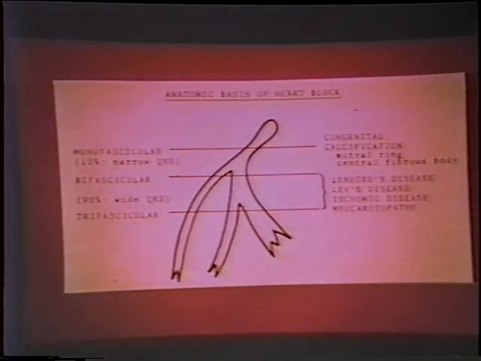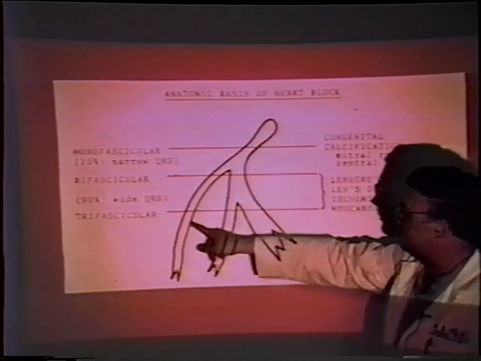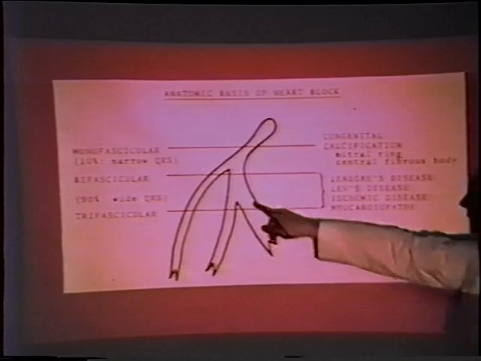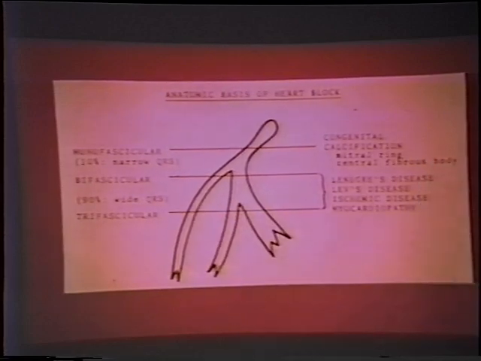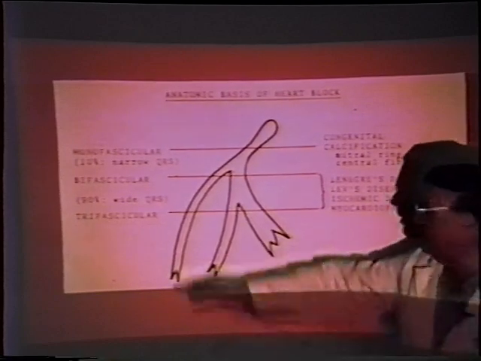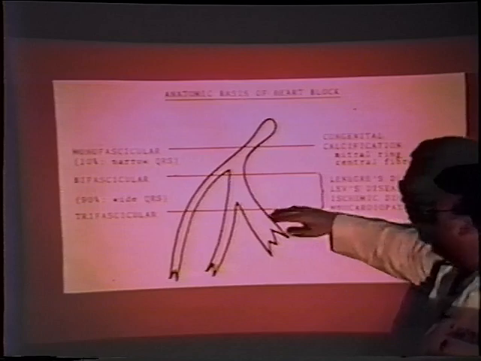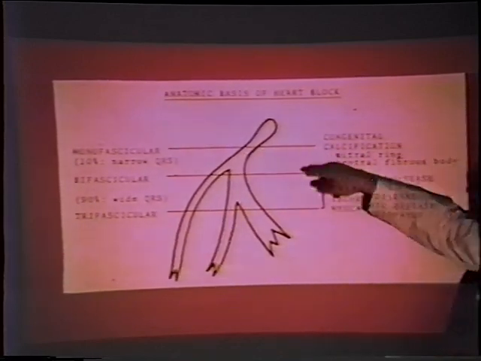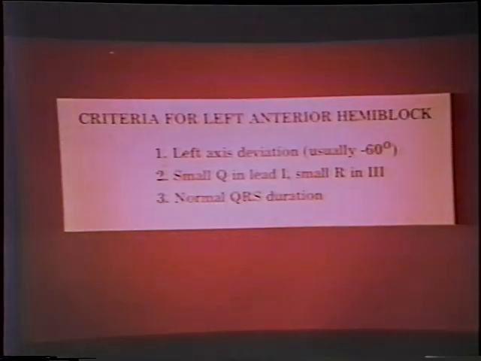Again, this is what we were talking about before. This is the right bundle, skinny. This is the left posterior bundle, fat, and the left anterior, medium. So whenever we have blocks in any of these, do we get fascicular blocks? All three is trifascicular. Two of them bifascicular, one of them monofascicular. Again, we discussed before, unifascicular block.